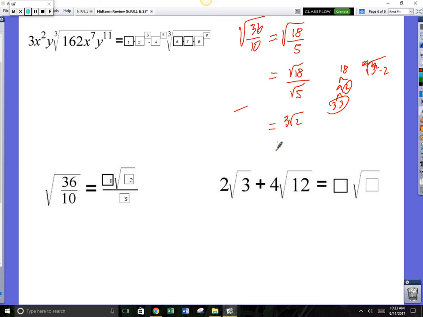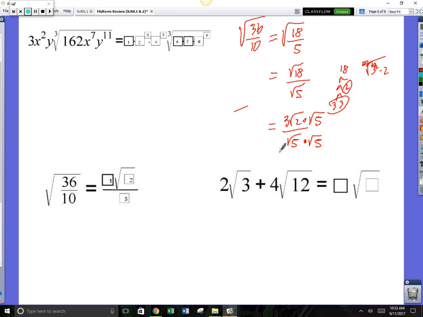Okay, now on the bottom, we got square root of 5. And you can never leave an irrational in the denominator. So this is now illegal. We can't have a square root on the bottom. So I'm going to times it by itself. Times the bottom by square root of 5, times the top by square root of 5.